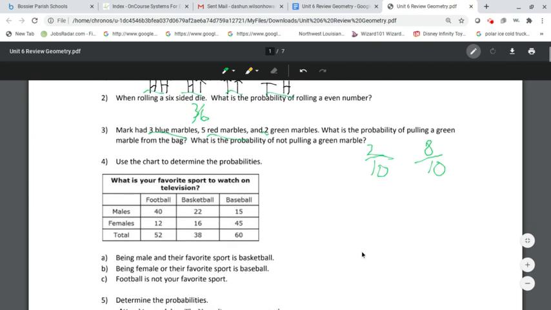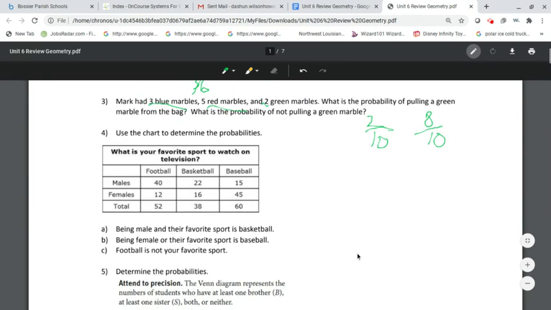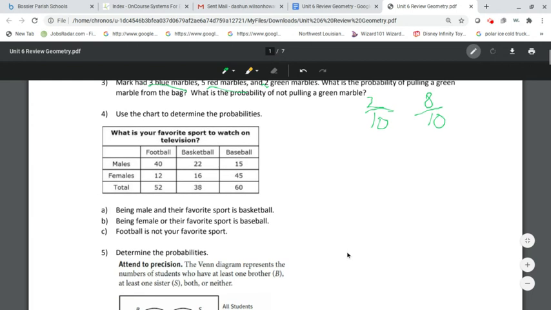All right, use the chart to figure out your probabilities. So the first one, being a male and their favorite sport is basketball. So the keyword is and. So they both have to be true. So the only 22 males' favorite sport is basketball. So that would be 22 out of the total. So you will add 52 plus 38 plus 60, and that is 150.